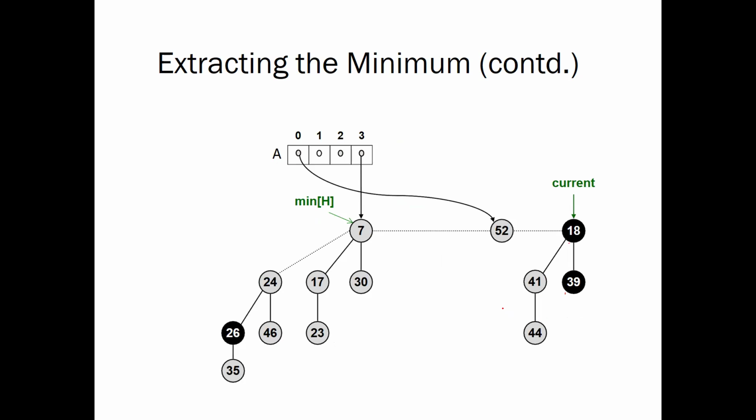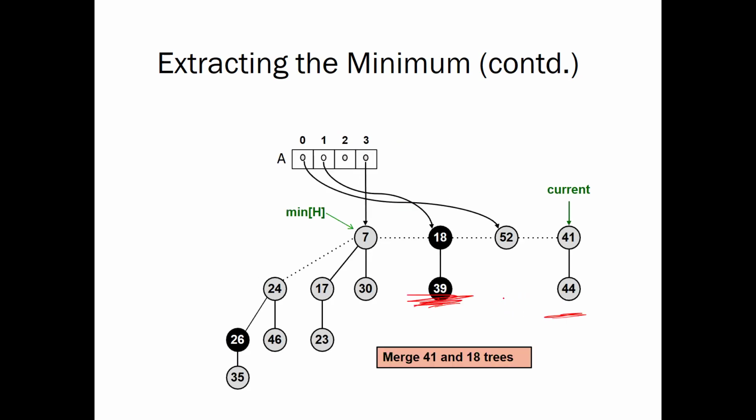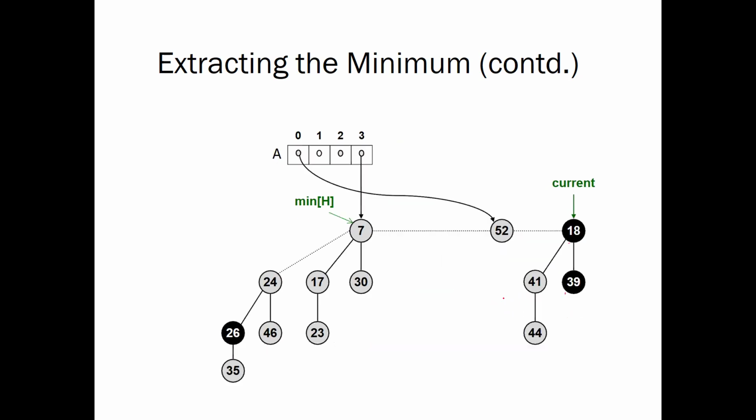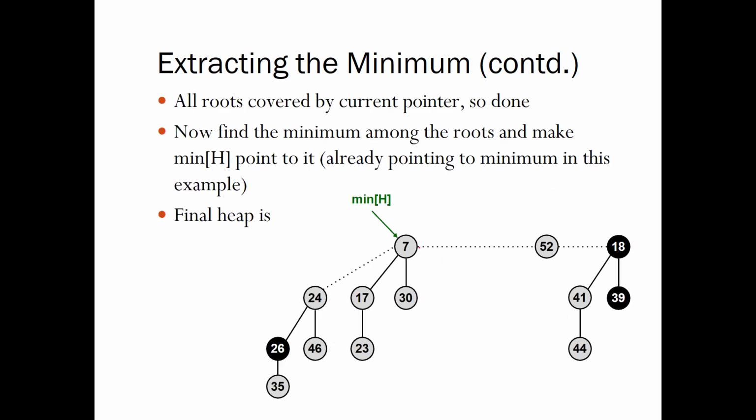So this way we arrange it. So this is a basic idea. Now we move forward. The list is over, or the tree is over. So we can stop. So this is how we combine with the help of an array whose maximum size goes up to the maximum degree it can accommodate. Now all roots are covered by the current pointer. So it is done. Now you find the minimum. This is what we are talking about.